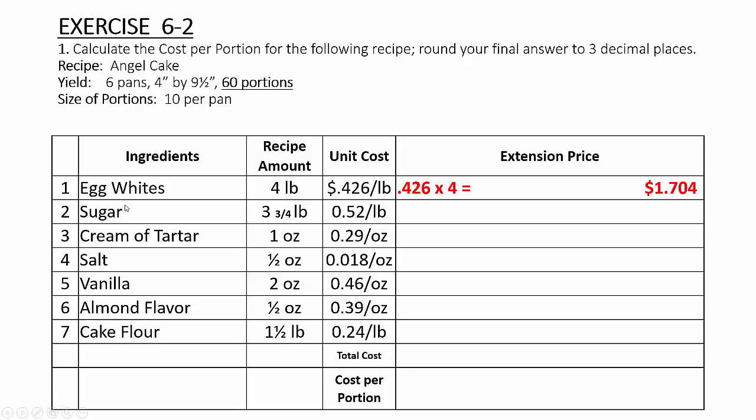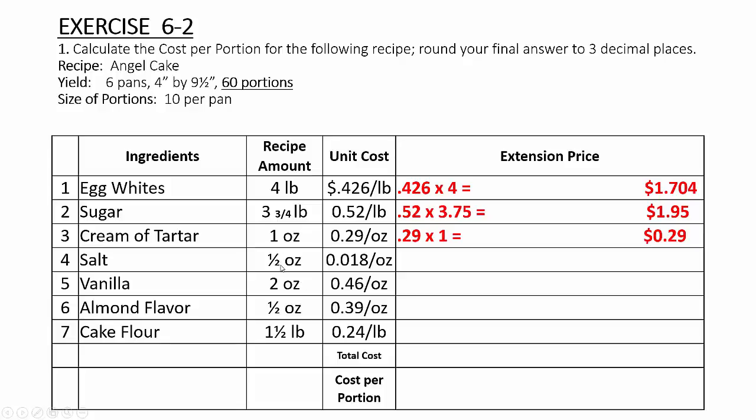Let's look at our sugar. We need 3 3/4 pounds of sugar. It costs 52 cents a pound. Let's take the cost of 52 cents, multiply it by 3.75, the decimal equivalent of 3 3/4 pounds, and we see that our sugar will cost $1.95 to make 60 portions. Cream of tartar, we need 1 ounce. The cost is 29 cents per ounce. It doesn't get easier than this. 29 cents times 1, it's going to cost us 29 cents for cream of tartar.